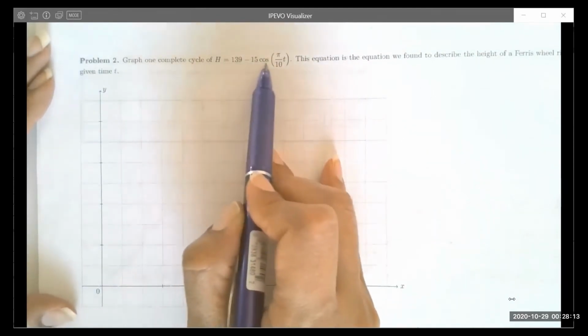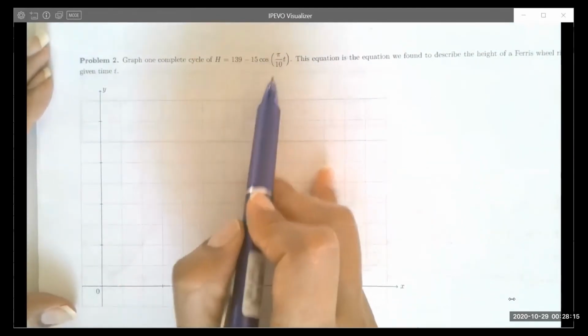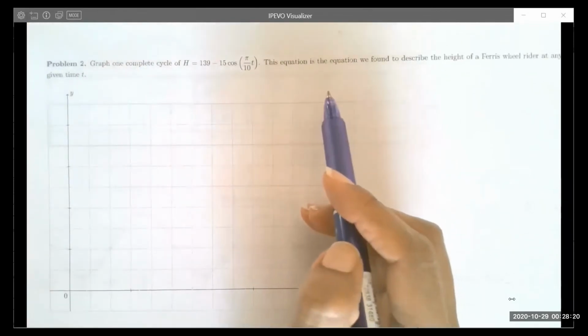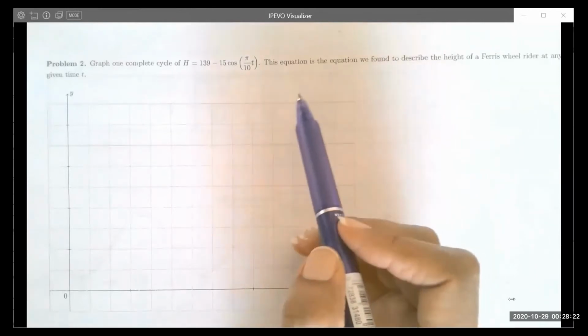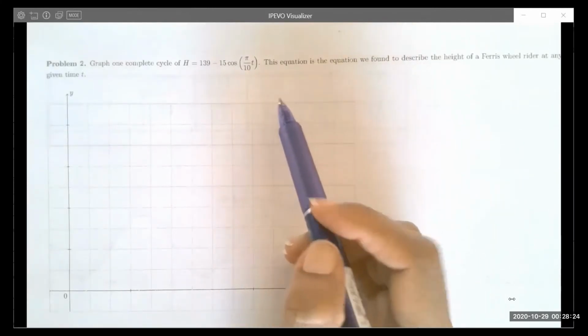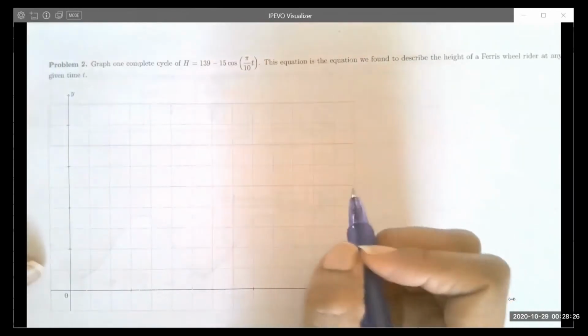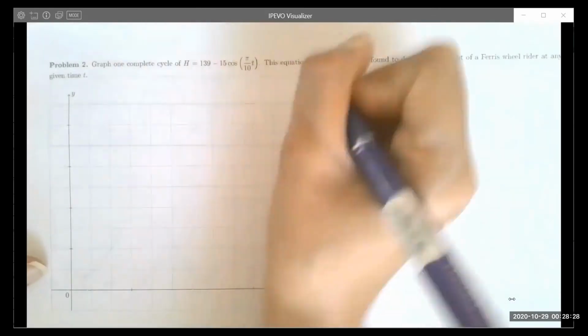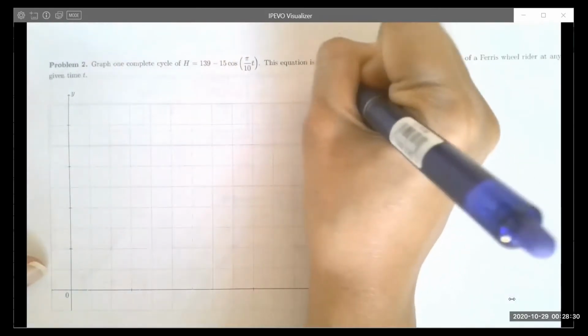Okay, so problem number 2 is asking us to complete one cycle of the equation h is equal to 139 minus 15 cosine pi over 10 t. And they mentioned that this equation is used to describe the height of a Ferris wheel rider at any given time t.